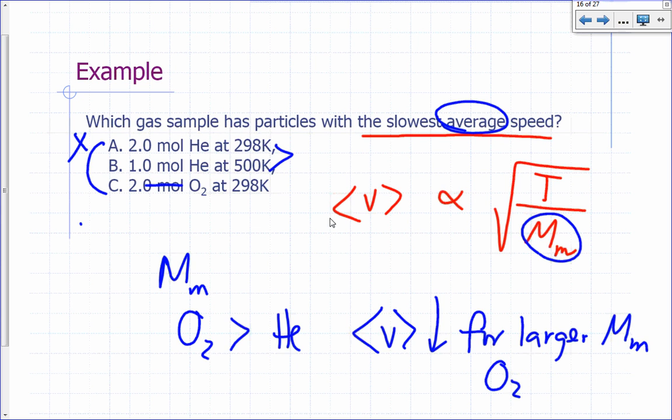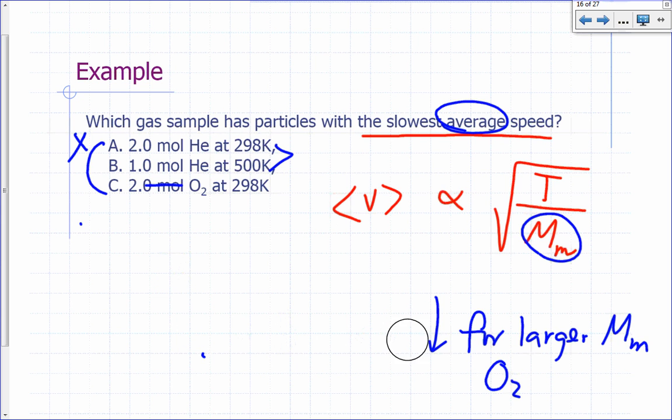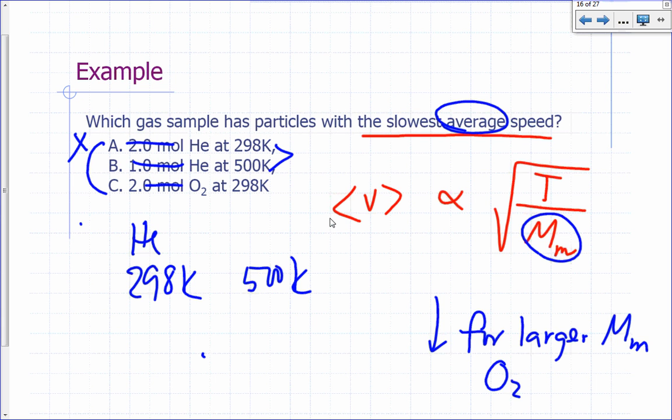Well, let's see. We're comparing helium. Again, doesn't matter how much you have. So helium at 298 Kelvin versus helium at 500 Kelvin. So which one has a higher speed? Higher temperature, higher average speed. So we say helium would have a higher speed at 500K than 298K, so it can't be B either. So the correct answer here is oxygen at 298 Kelvin.